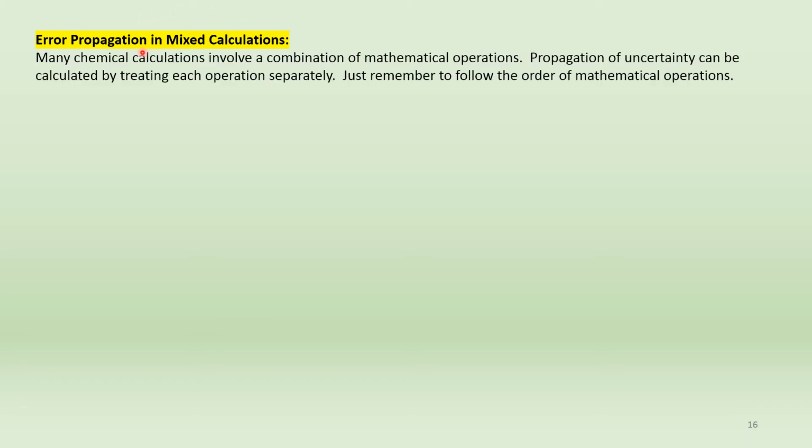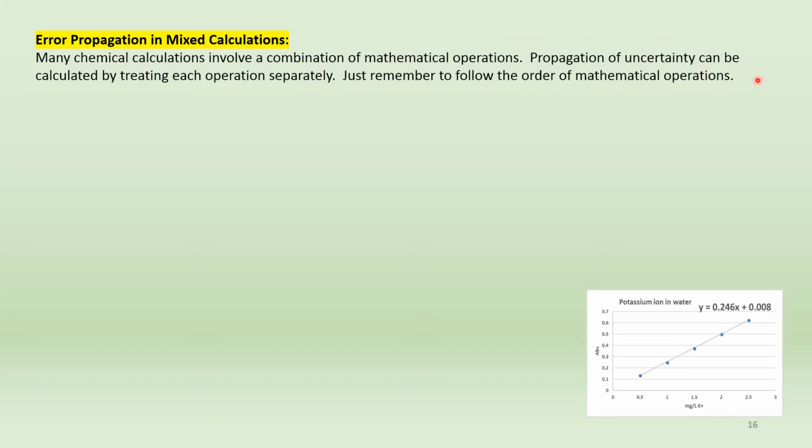One last calculation, error propagation in mixed calculations. Many chemical calculations involve a combination of mathematical operations. The propagation of uncertainty can be calculated by treating each operation separately. Just remember to follow the order of mathematical operations.